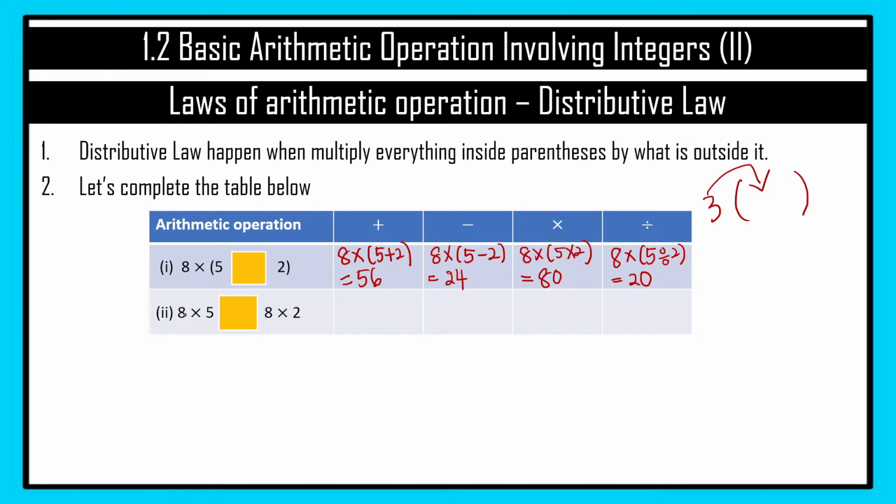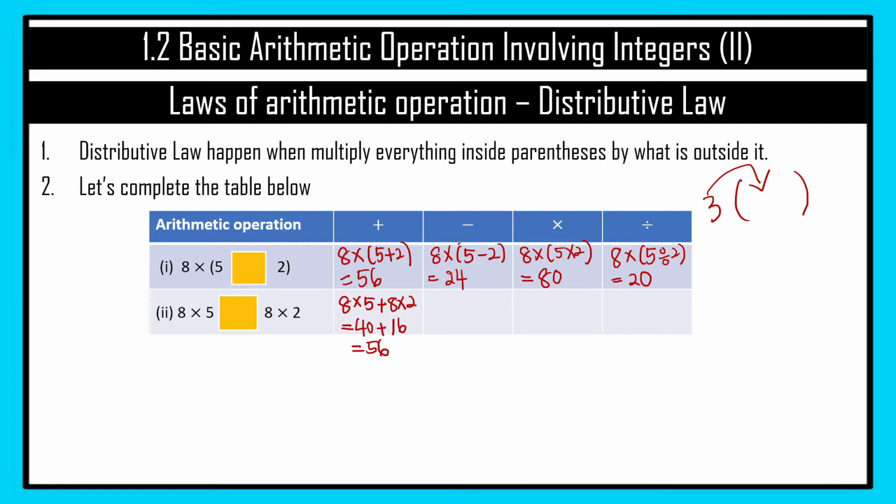Okay, the second one is 8 multiply 5 plus 8 multiply 2. So we are going to calculate as if we're doing the BODMAS. Okay, so 8 multiply 5, get 40, plus 8 multiply 2, you get 16. So in the end, you get 56.